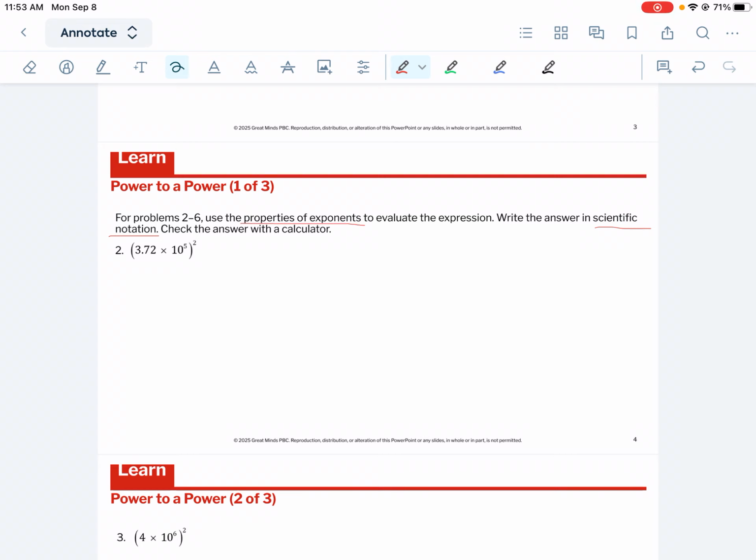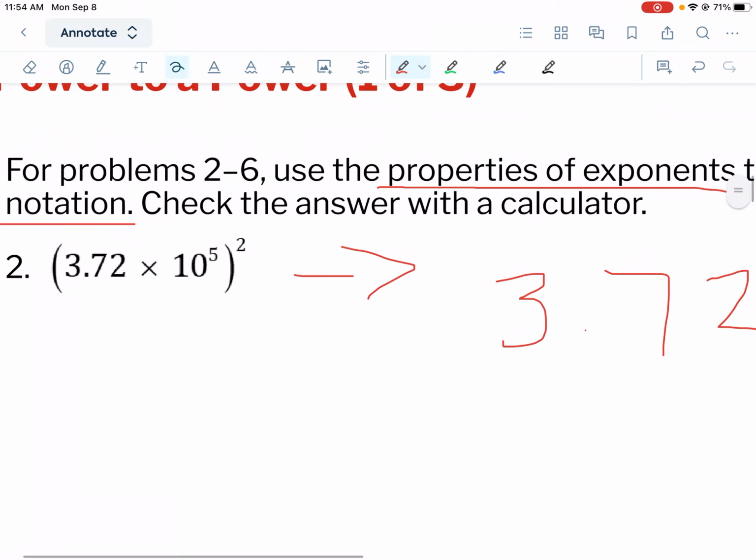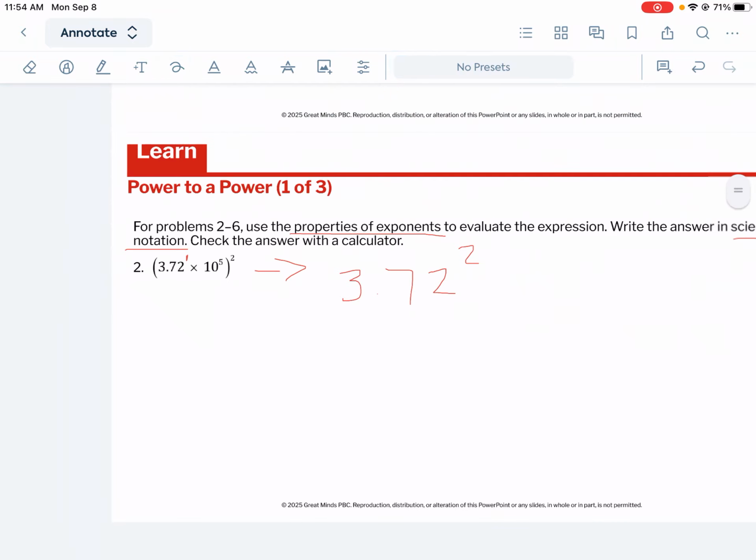For number 2, it gives us 3.72 times 10 raised to the 5th power, raised again, squared. Okay, so 3.72 times 10 to the 5th squared. Now, typically, if I just wanted you to write this out real quick, I want you to write 3.72 squared, because that has an invisible power 1 over it, like any other number or variable.